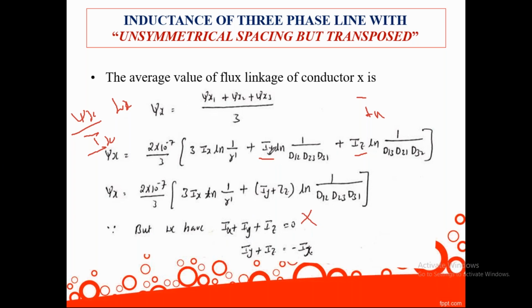Now these two terms are equal, so I'm taking Iy plus Iz as common for this term. Then, by eliminating this term with respect to Ia, you can get the total current. How can we eliminate it? By taking the balanced current condition Ix plus Iy plus Iz equal to 0. From this condition, we can replace Iy plus Iz with minus Ix. Let's see what we have when we substitute this.